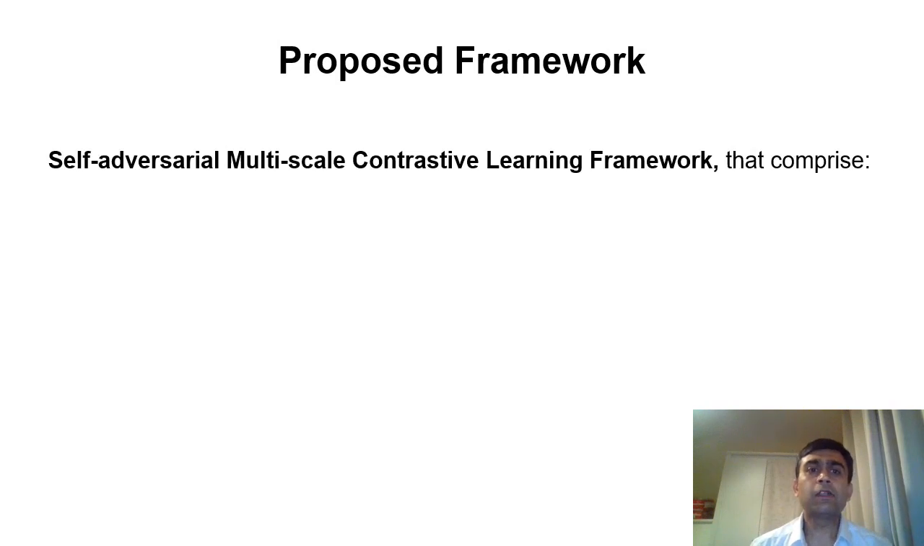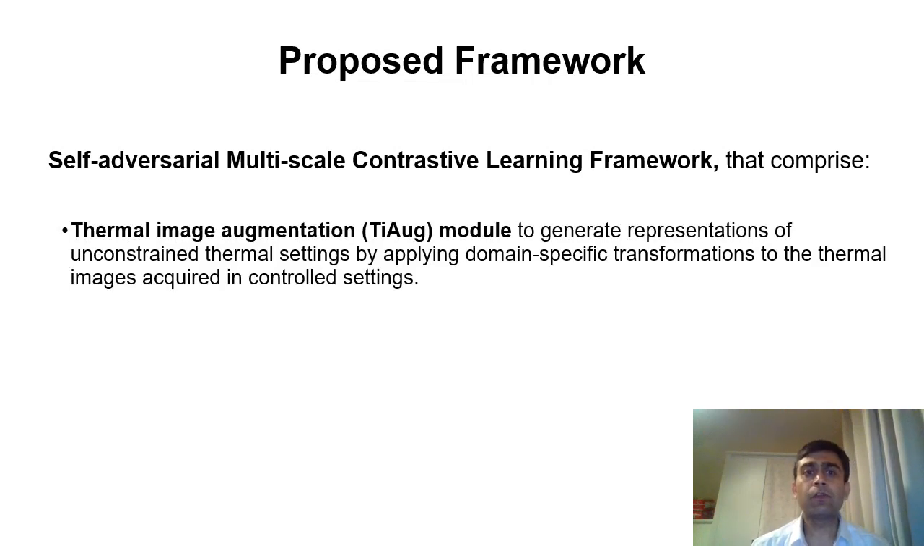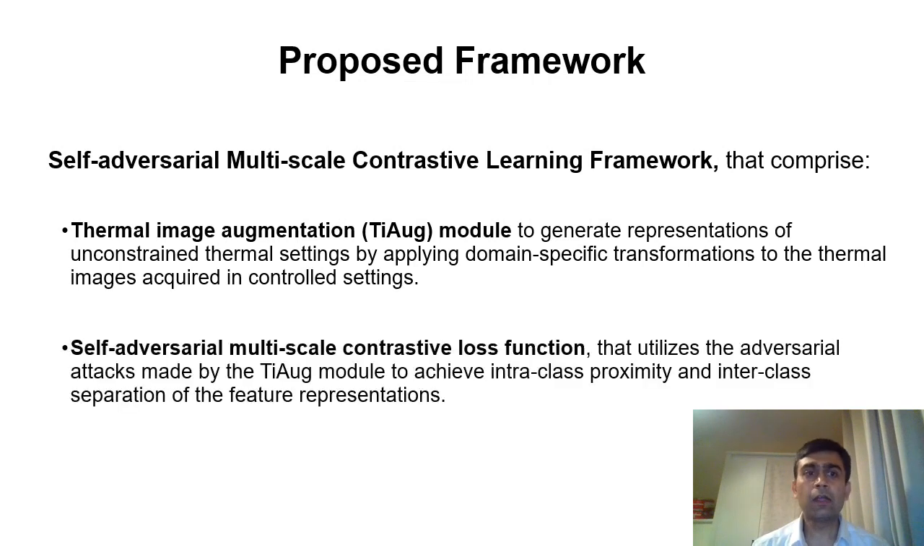To overcome these challenges, we introduce a learning framework which we refer to as Self-Adversarial Multiscale Contrastive Learning, or SAMCL. The SAMCL framework comprises thermal image augmentation, the TIAUG module, and the SAMCL loss function. The TIAUG module augments thermal images which are acquired in controlled laboratory conditions such that the augmented images represent a few of the unconstrained settings. The SAMCL loss function utilizes the adversarial attacks made by TIOG to achieve intra-class proximity and inter-class separation for the feature representations.